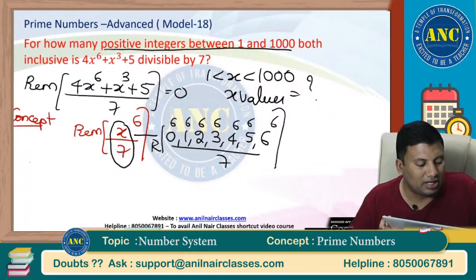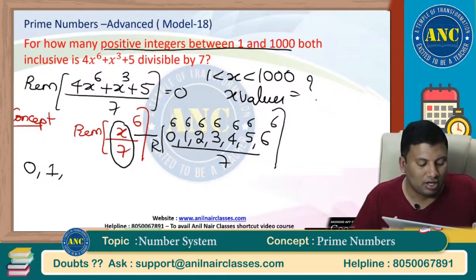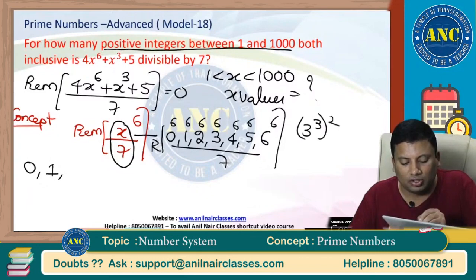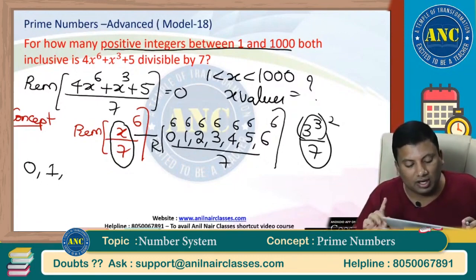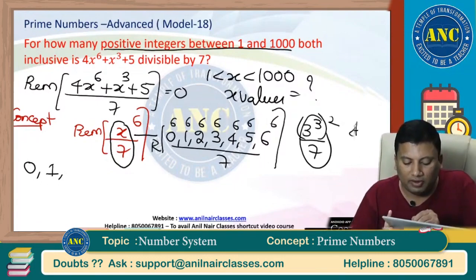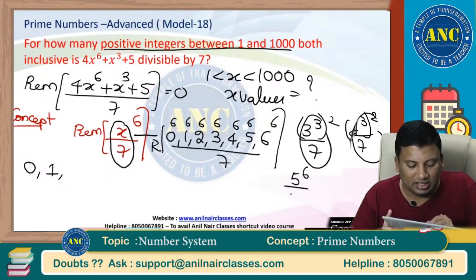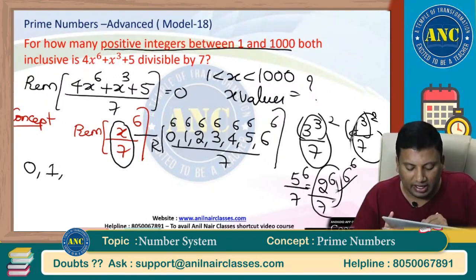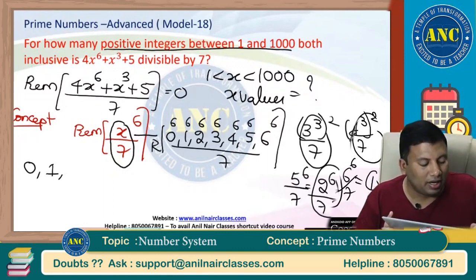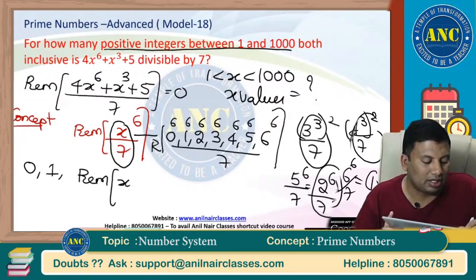So 0 power 6 divided by 7 is 0. 1 gives 1. 2 power 6 is 64, 64 by 7 gives remainder 1. 3 power 6, 3 cube whole square divided by 7: 27 by 7, 7 fours are 28, so minus 1. Minus 1 square is 1. 4 power 6, 4 cube whole square divided by 7, is also 1. 5 power 6 divided by 7: 5 by 7 is minus 2, and minus 2 to an even power is again 1. 6 power 6 divided by 7 is again 1. So remainder 1, very important concept.